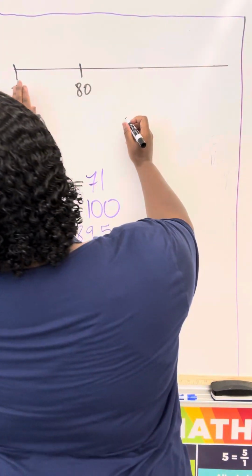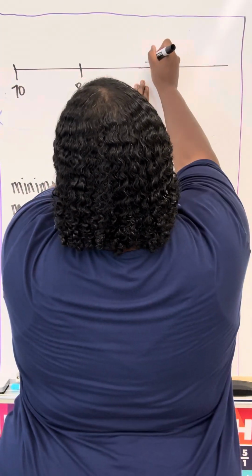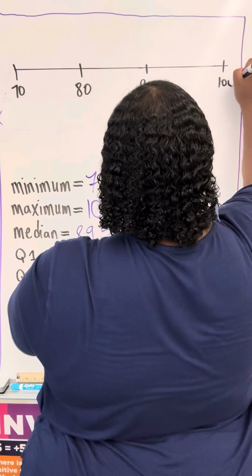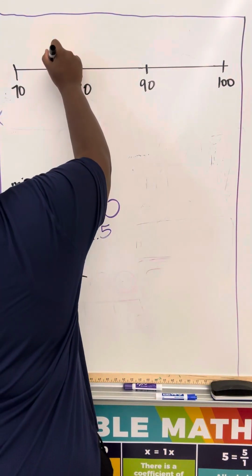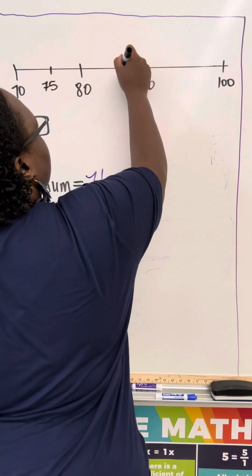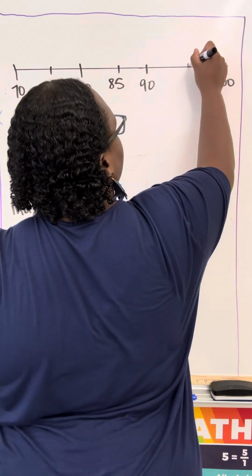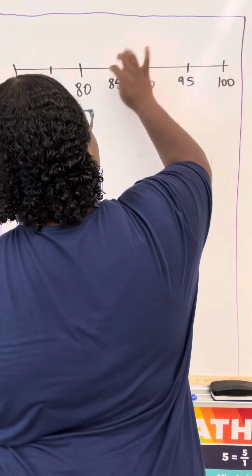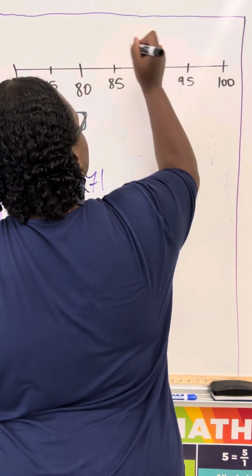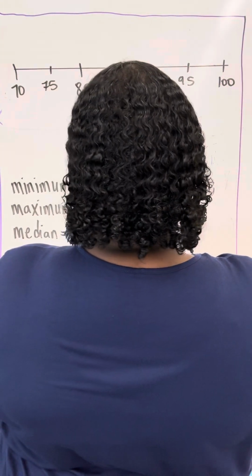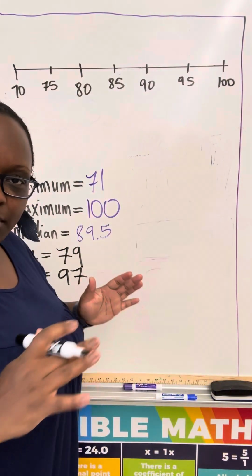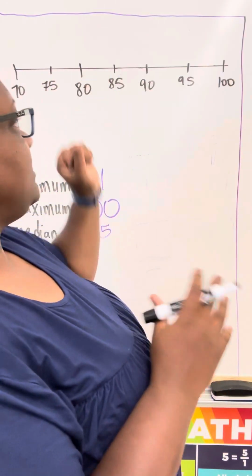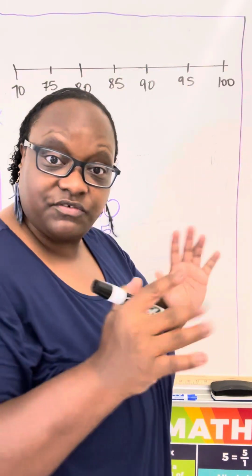Okay, so a little bit more, 90, and then 100. Okay, and then 75, 85, 95. Okay, not perfect, but close. It looks neat. It's pretty much even across for the most part.